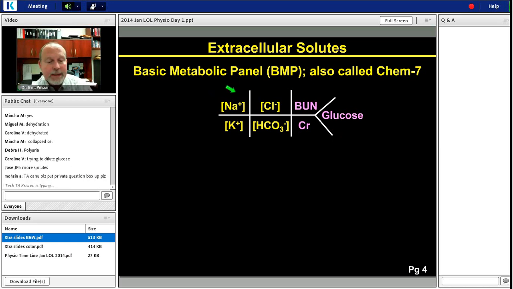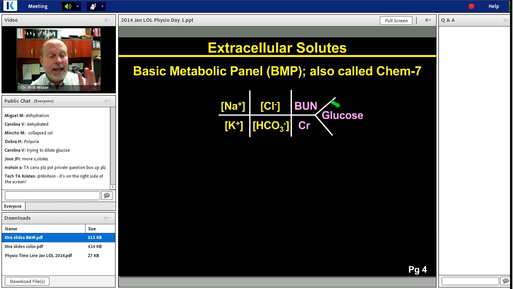And we're going to put them in this little format, this little tree or diagram, whatever you want to call it. Upper left will be sodium, lower left will be potassium, middle will be chloride, bottom middle will be bicarb. Then we have blood urea nitrogen, creatinine, and glucose. Okay, so that's the basic setup, that's the basic format. These brackets just mean concentration.